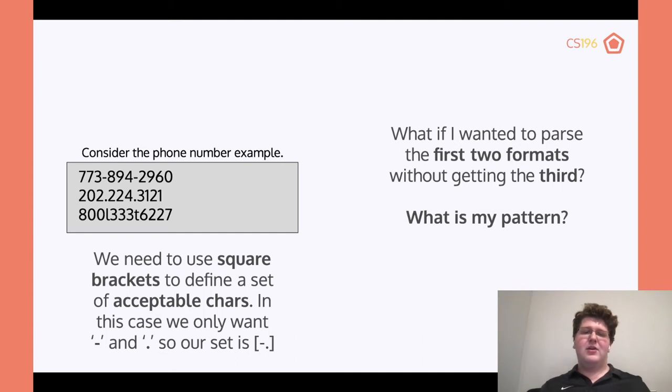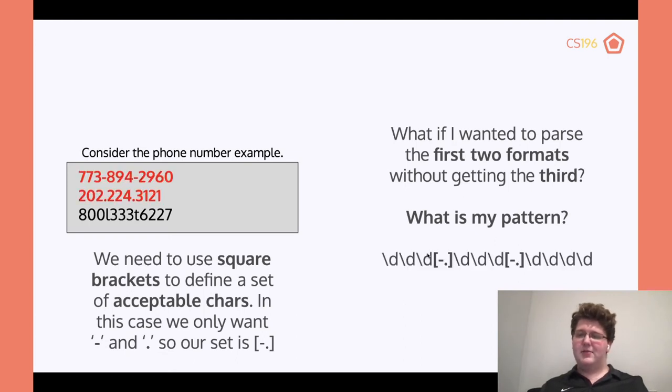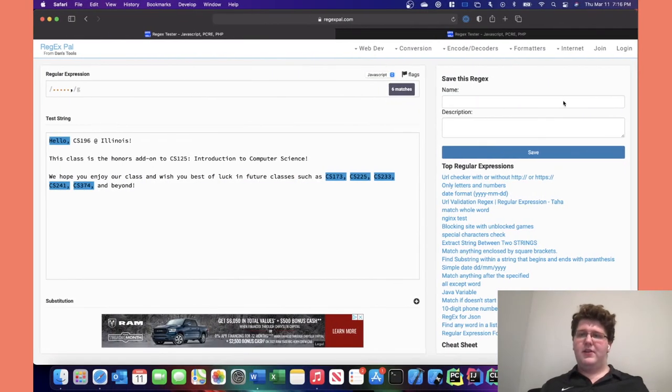So in this case, we can define a set of acceptable characters, and we only want dashes or periods, so we can just put those in, and that's what it'll give us. So here's an example, right? We have decimal, decimal, decimal, or digit, digit, digit. Then we have a dash or a period, then three more, then dash or a period, and then four more. So let's take a look at that.